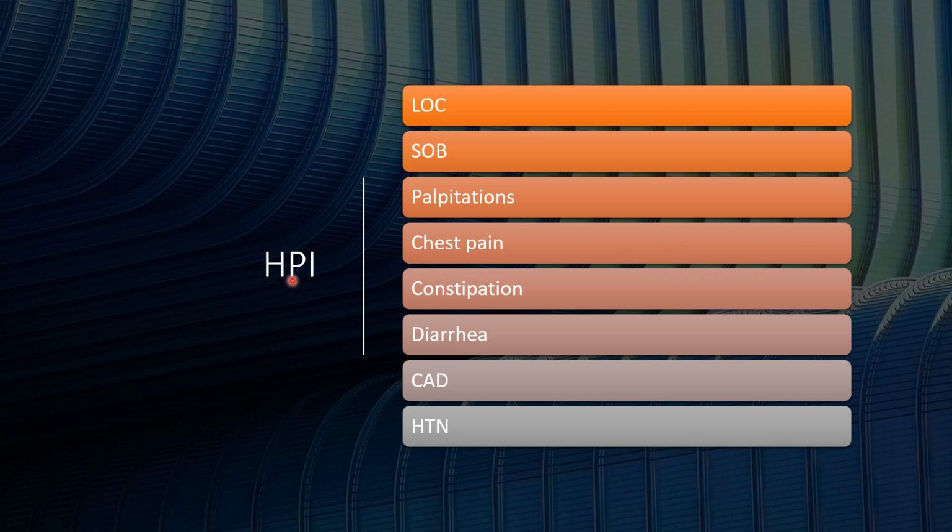Still on history of presenting illness, any history of loss of consciousness, shortness of breath, palpitations, or chest pain. Why? We are already dealing with complications of diabetes, constipation, diarrhea, coronary artery disease like heart attack, hypertension. We need to ask about all this so we know whether this diabetes has even stayed long or not.